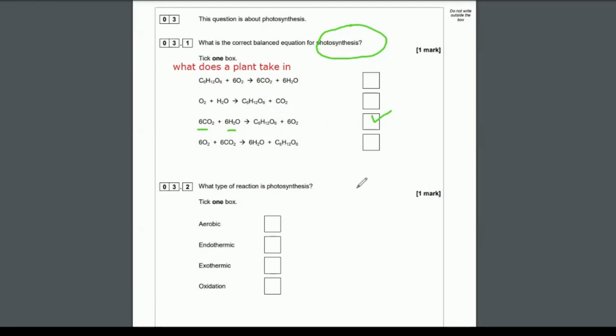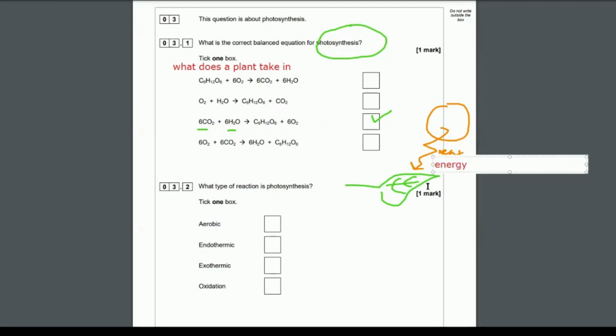So I want you to think about this. We've got a leaf. Oh my days, look how bad that drawing is. Geez, no wonder I've got D in GCSE art. So we've got a leaf and we've got sunlight zinging down into the leaf. So think about sunlight. That is heat. That is energy. It's like light energy. And that's coming down, going in. Which of these words means energy going in? And the answer is endothermic, means energy in.